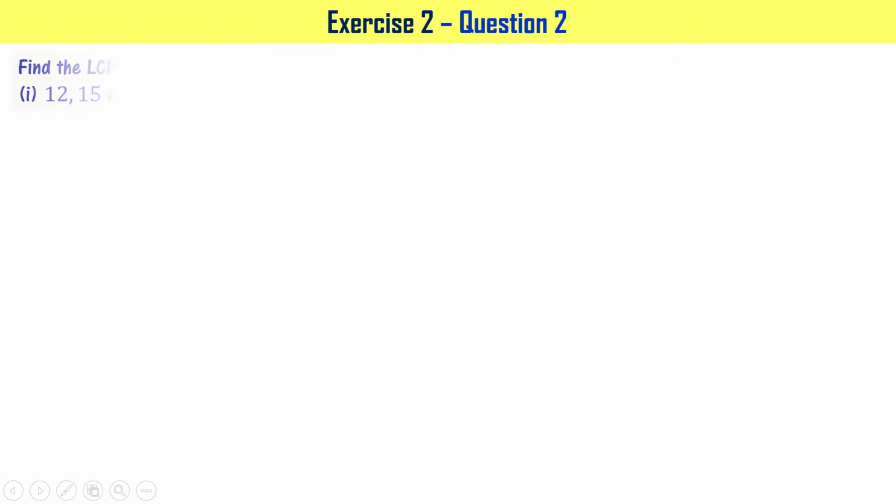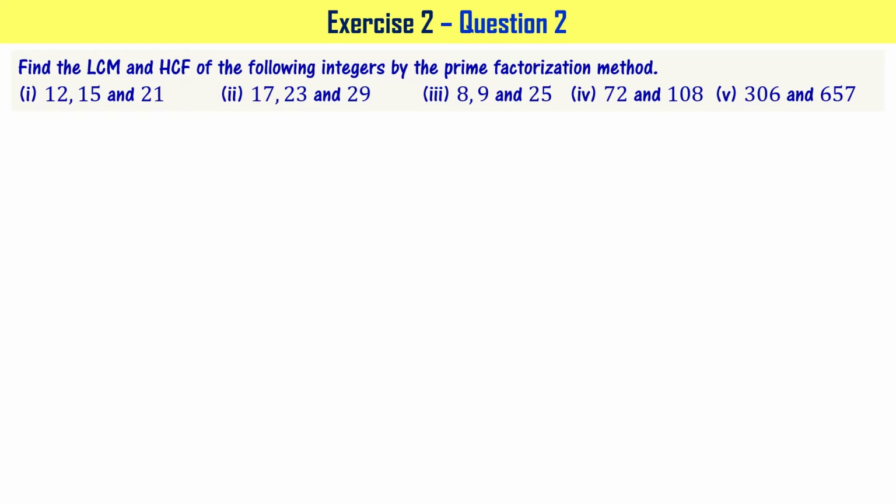Question number 2. Find the LCM and HCF of following integers by the prime factorization method. We are given total 5 sets of numbers. We are asked to find LCM and HCF of the given set of numbers. The first set is 12, 15 and 21, right? Let's find prime factors of these numbers first. And then we can find what is the LCM of those numbers and what is the HCF of those numbers, right?